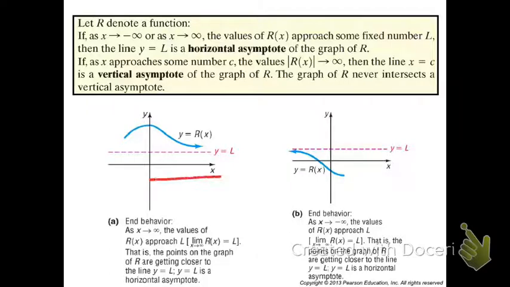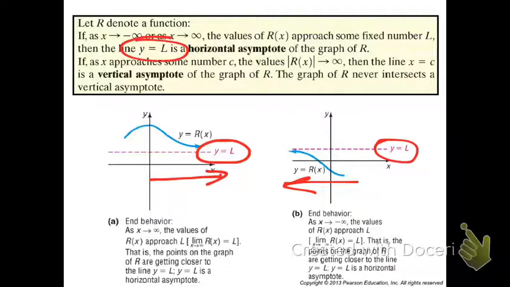As X gets really, really big in the positive or the negative direction, and the function's values are approaching a real number that is not infinity, so some real number, any real number less than infinity, if the Y values are approaching that real number, then we say that Y equals L is a horizontal asymptote. Okay, horizontal asymptote.